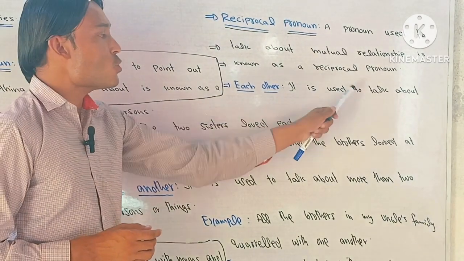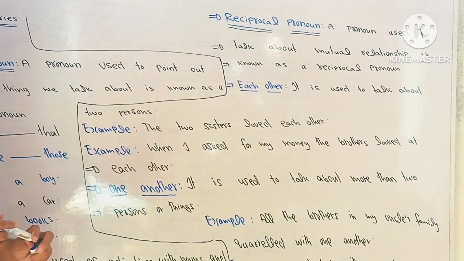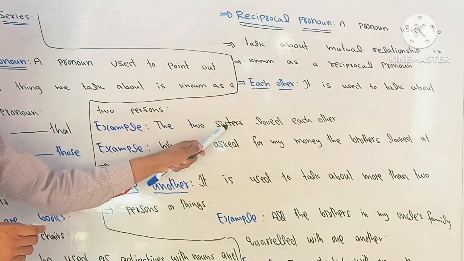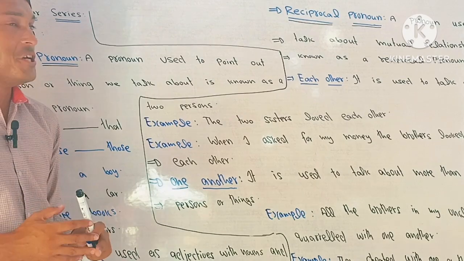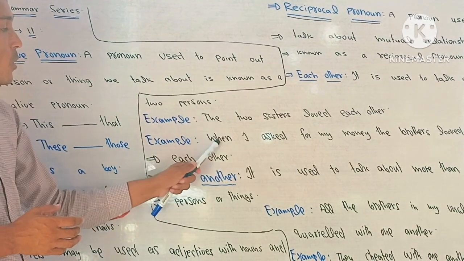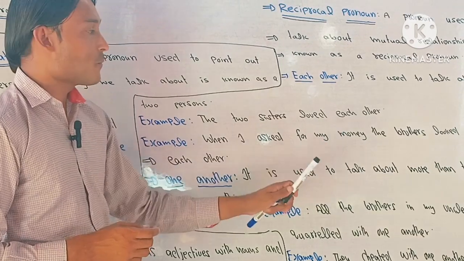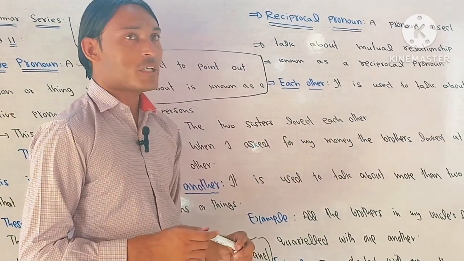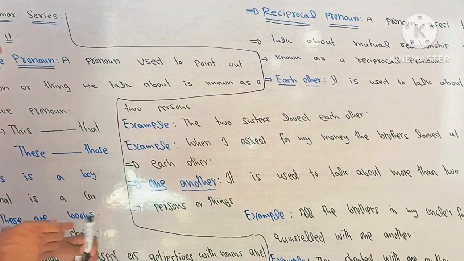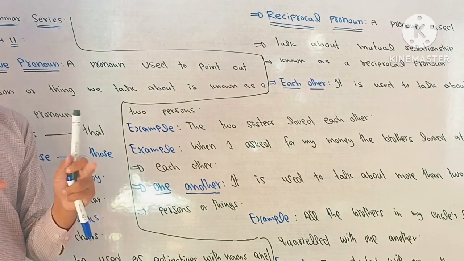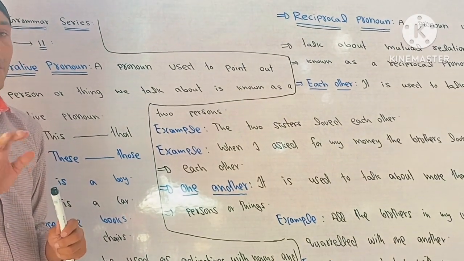Each other is used to talk about two persons. For example, I say the two sisters loved each other. Next one: when I asked for my money, the brothers looked at each other. It means the two brothers looked at each other.